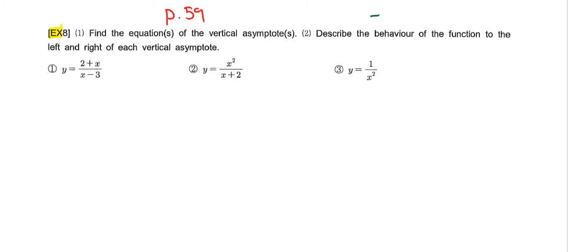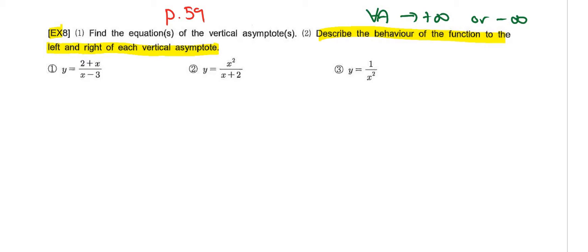We're now moving on to page 59 where we're solving more vertical asymptote problems. On page 59, example 8, the first part of the problem has to do with stating the vertical asymptote, but you also have to describe the behavior of the function to the left and right of each vertical asymptote. So basically I'm asking you the vertical asymptote, does it go to positive infinity or does it go to negative infinity? We have to figure that out by taking its limit.